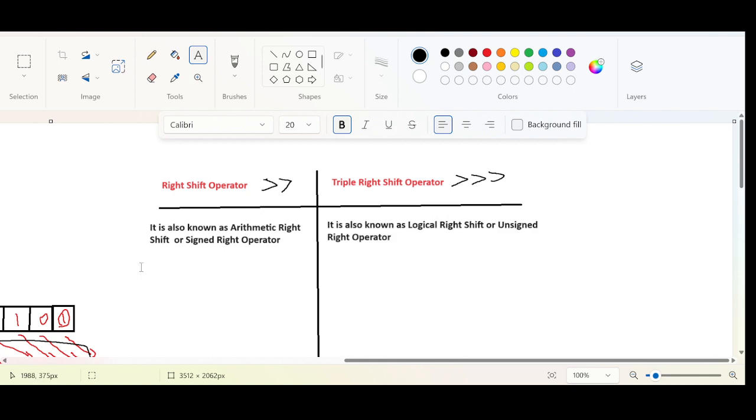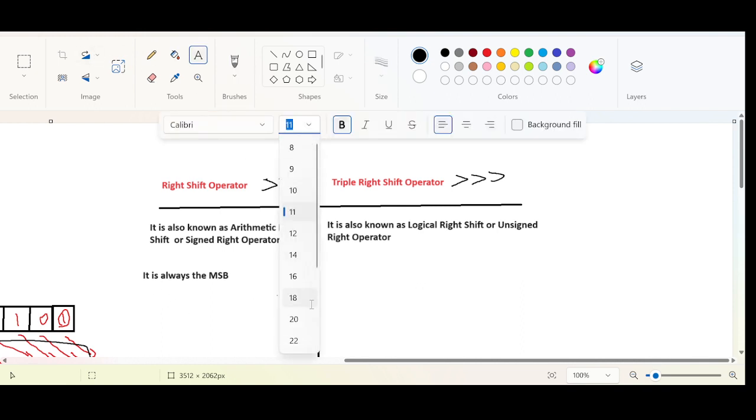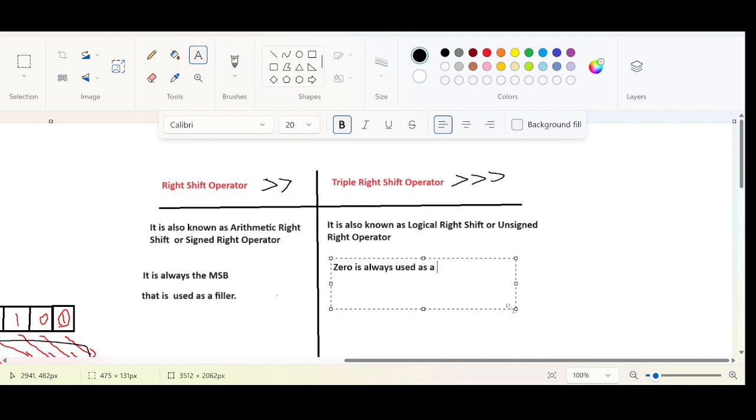Right? And the explanation is that in the signed right shift, it is always the MSB that is used as the filler, I can say. Here, in the unsigned right shift, I can say that 0 is always used as the filler.